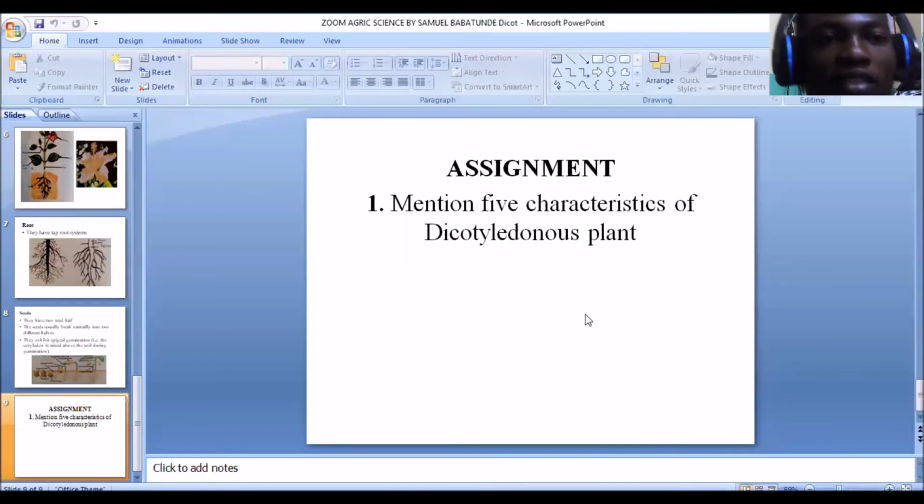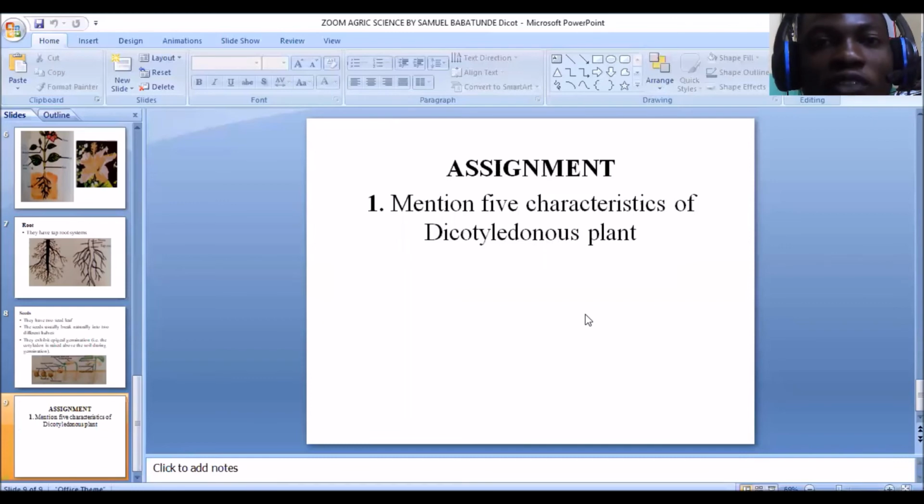So here is a short question. I want you to mention 5 characteristics of a dicotyledonous plant. Just give me 5 characteristics of a dicotyledonous plant, be it from the leaf, the roots, the stem, the flowers, or the seed.